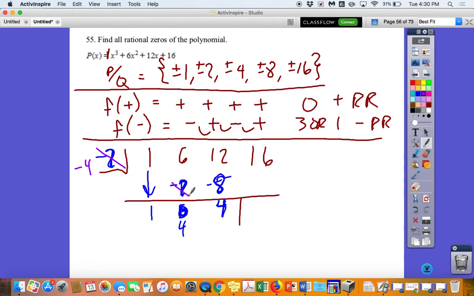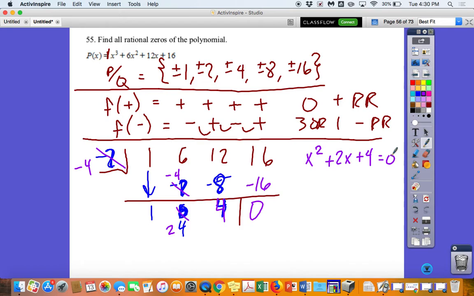So let's go to negative 4. So I go through negative 4. That's going to be a 2. Negative 4 times 2 is negative 8. Which, I mean, that's actually going to work right now because now I got my 4. So negative 4 times 4 is negative 16. Eureka, I finally found one. So we've got x squared plus 2x plus 4 equals 0.